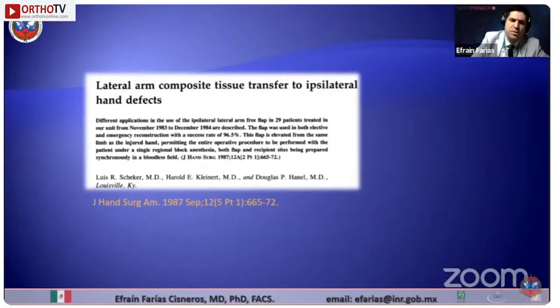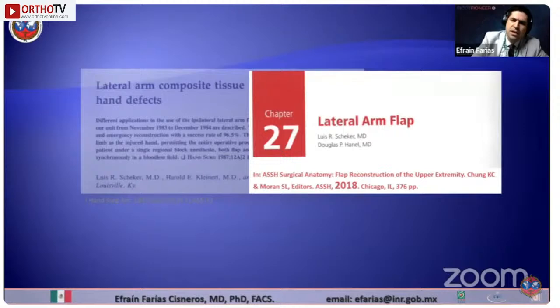In 1987, a case series of 29 ipsilateral free lateral arm flaps used for hand defects by Scheker, Kleinert, and Hanel was published. Since then, the flap has proven its usefulness for the treatment of soft tissue defects. More modifications have been described since then.